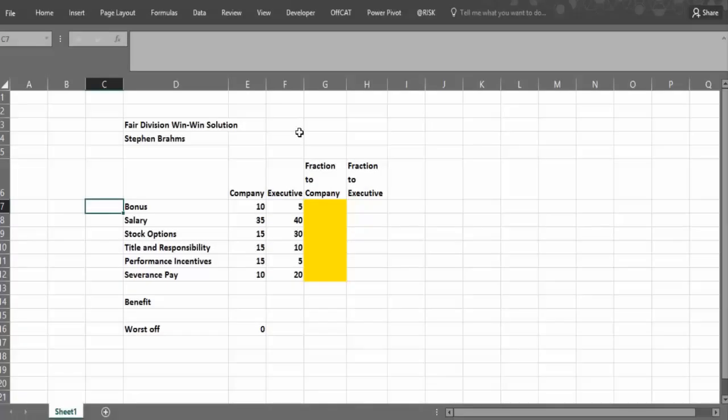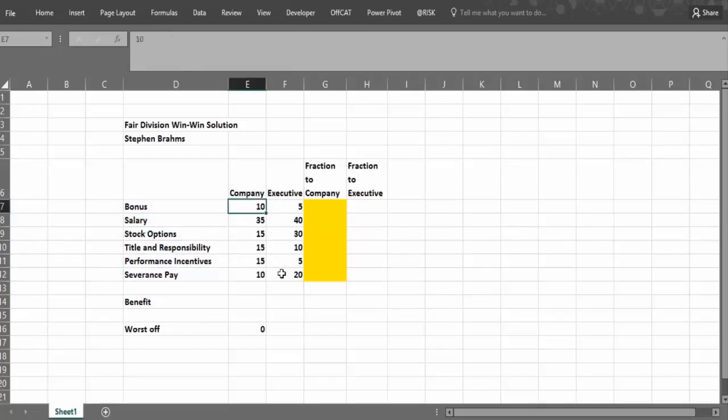Often two people or two organizations have to decide on a way to fairly divide assets. So Steven Brams of NYU came up with a really neat solution called the win-win solution that uses the Solver to determine how to divide the assets. So how would you do this? Here's an example. We have a company and an executive, and they're basically going to separate. The things they need to divide are bonus, salary, stock options, title and responsibility, performance incentives, and severance pay. So what's a fair way to do this?